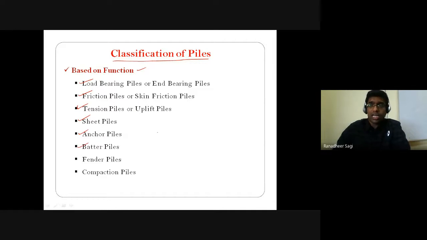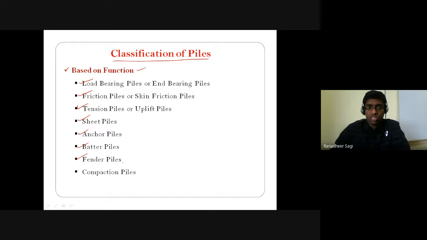Batter piles are what we call inclined members. As I was saying earlier, piles are not always placed vertical. Sometimes the piles are also placed in an inclined direction. So those inclined piles are what we call batter piles, also called inclined piles. Sometimes we also call them secant piles. The purpose of these batter piles is to take care of both the vertical load and the lateral load, which can be carried by that particular pile individually.